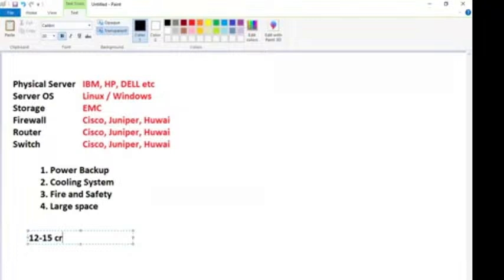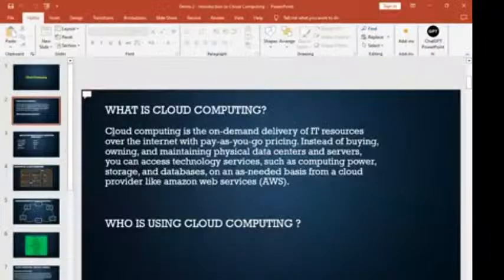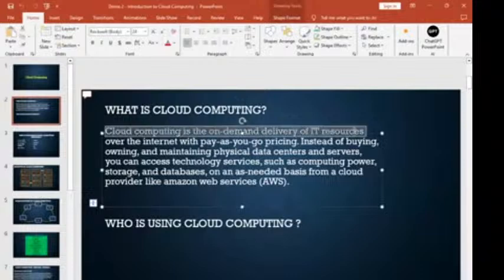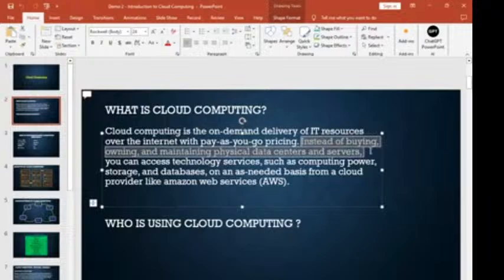Right? So see how many issues companies were facing for the last many decades. This is the way the computer network was designed. This is the way the computer network was established in every company for the last many decades. Now, again, if you go back to the definition, it makes more sense. It says cloud computing is the on-demand delivery of IT resources over the internet with pay-as-you-go pricing. They clearly say here that instead of buying, owning, and maintaining physical data centers and servers, you can access technology services such as computing power, storage, and databases on an as-needed basis from a cloud provider like AWS.